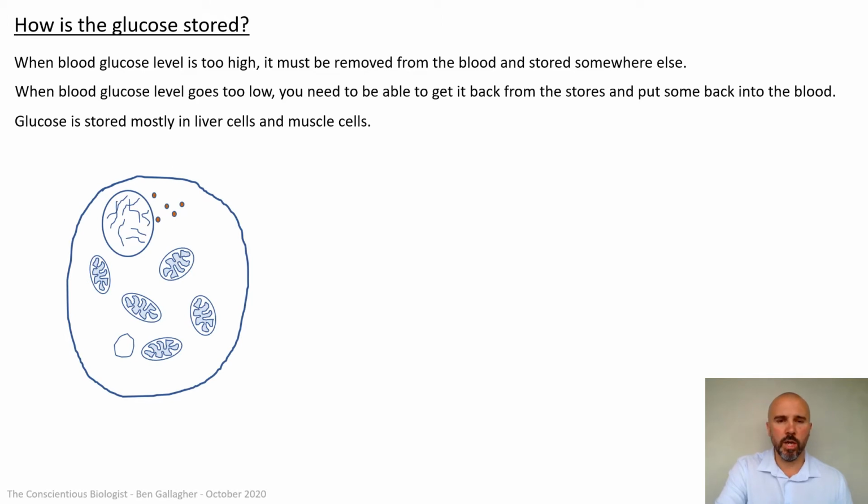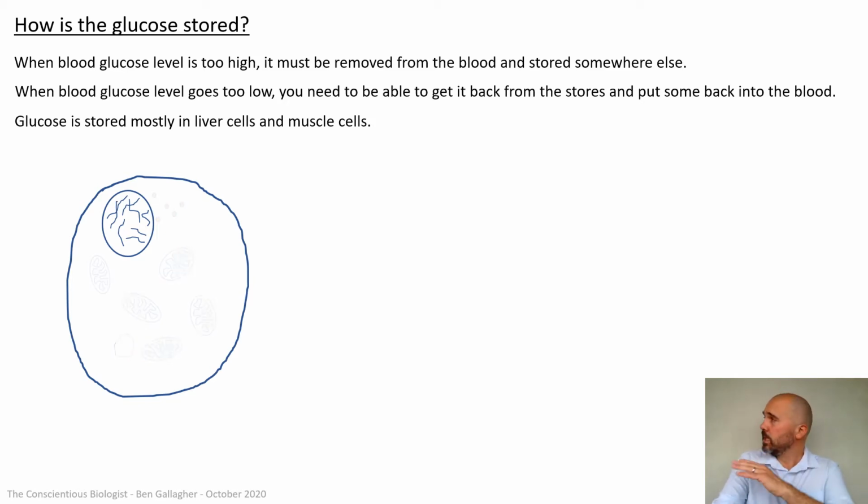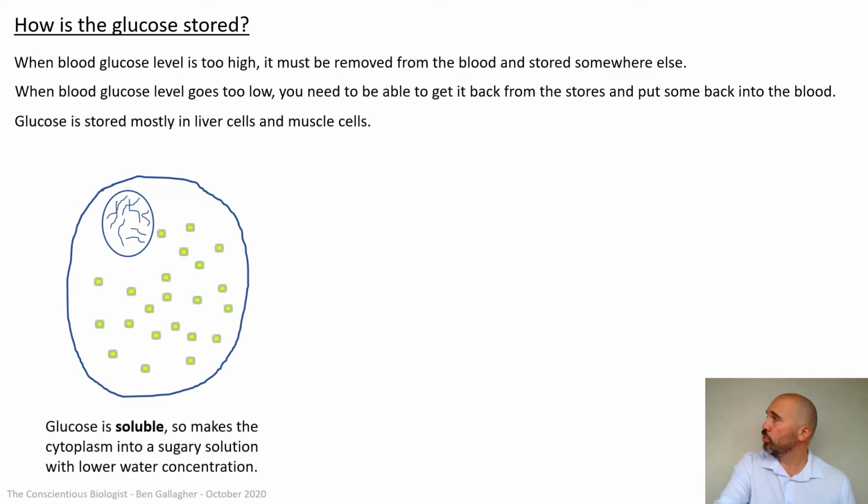Now, let's look at a couple of scenarios here. If I put up a cell, and let's just say this is a liver cell, and I know that's the cell that's going to store the glucose, for simplicity, let's get rid of all the organelles from inside it, and let's put that glucose in there. So this cell has now absorbed all that glucose from the blood. Now, because glucose is soluble, it makes the cytoplasm of that cell into a sugary solution. Remember, glucose is a sugar. Because it's now a sugary solution, it has low water concentration.